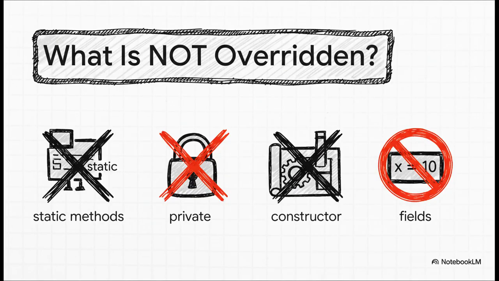It's also super important to know what doesn't get overridden. You can't override static methods. They belong to the class, not the object, so they don't play this game. You can't override private methods because a subclass can't even see them. And of course, constructors and regular old variables or fields aren't part of this either.